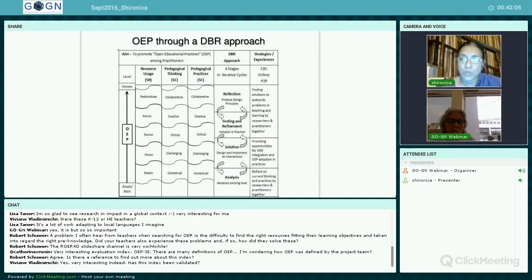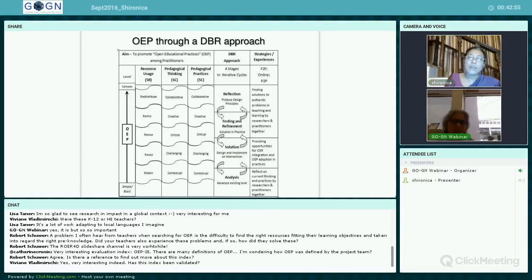Now, the three research questions we had: what is the impact of OER on three aspects: how teachers are using instructional resources, their pedagogical thinking, and their pedagogical practices. The DBR approach we used was to promote and improve their practices in the use of open educational resources. Somebody was asking about the definition of OEP we were focusing on. So here our thinking is like that.